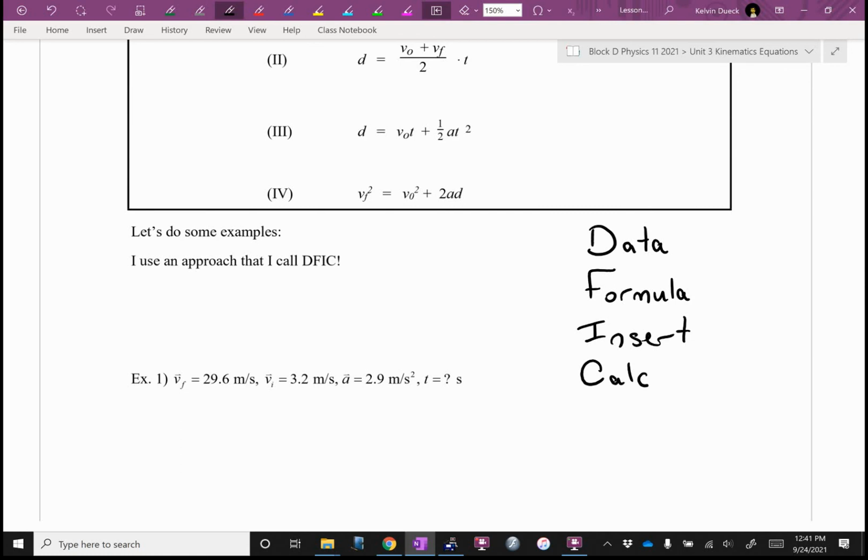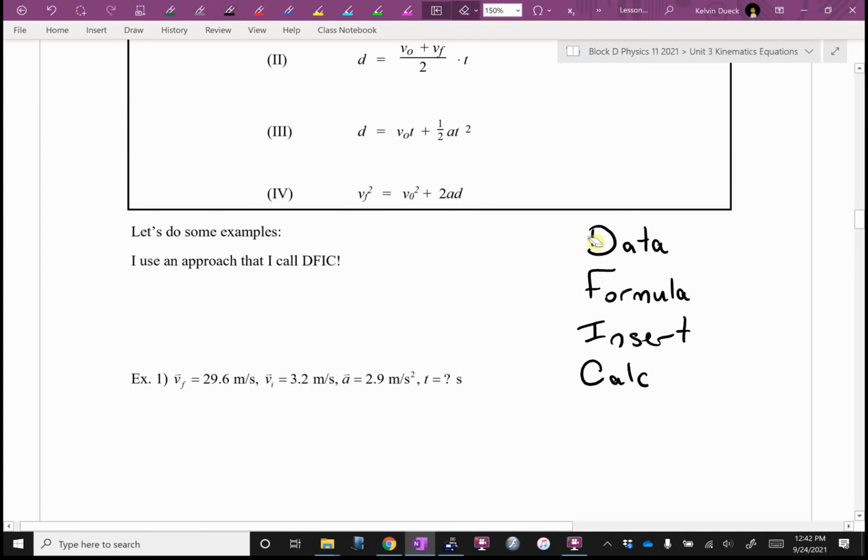Lena, if you're stuck, in fact, if you ask me a question, Mr. Dewick, how did number 7? My first question to you will probably be, did you DFIC? If you haven't, do that first. List your data. The other acronym, you don't need to write this one down, we'll do it in the notes later, that we use all the time is DALP. And DALP stands for draw a little picture. So what you'll hear me say as we really get into this course, when in doubt, you don't know what to do? DFIC and DALP, then call me.